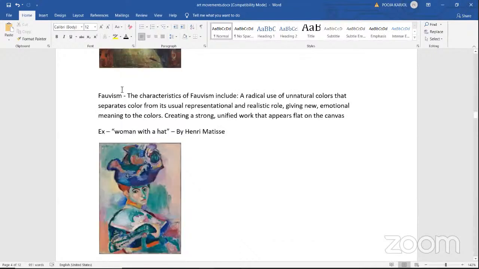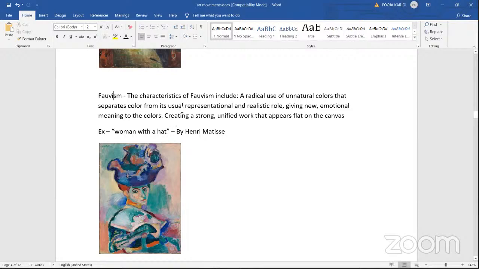Okay. Fauvism. Now, the reason I'm showing you these is because these type of questions, they had asked, they've shown a painting and asked which of these art movements does the painting belong to. So there was Fauvism also. Okay. See, characteristics of Fauvism include a radical use of unnatural colors that separates colors from their usual representational, realistic role, giving new emotional meaning to the colors.